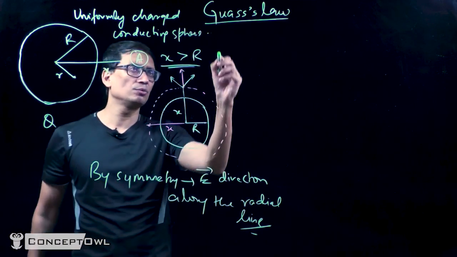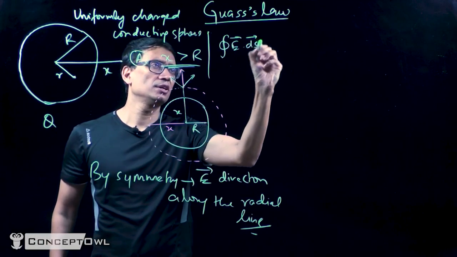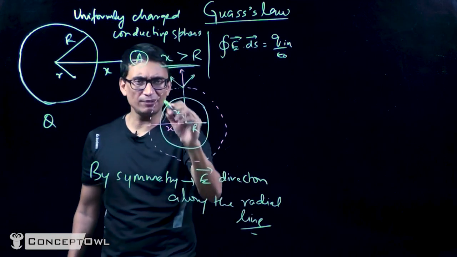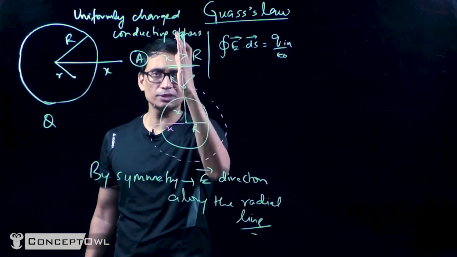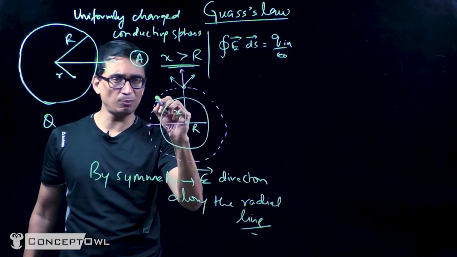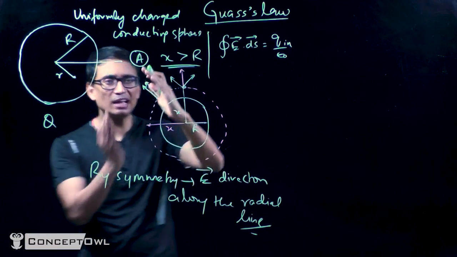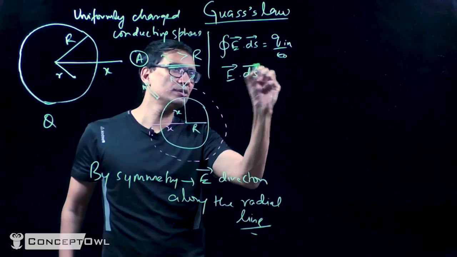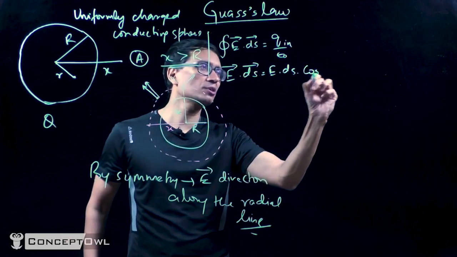So let's do that. Integral E dot ds is going to be equal to q internal upon epsilon naught. Now at each point, if I take a small surface ds here, the direction of the electric field is along the radial line, and the area vector also has the same direction. If I take a point here, same thing. So the angle between the two is 0. So integral E dot ds is nothing but E ds times cos of 0, which is 1.